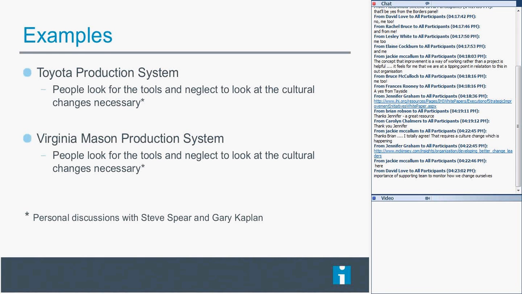And when I asked Dr. Kaplan, why is it so many people come to visit Virginia Mason, and yet very few hospitals have been able to replicate what Virginia Mason has done, they both tell me the same thing, is that when people come to study Toyota or Virginia Mason, they're looking for tools. They're looking for something to take away in their toolbox, but what they're forgetting is the cultural aspect that goes along with that. It's not just opening the toolbox and using the Toyota production system or the Virginia Mason production system. It's the things that are done by the leaders to ensure that there is a culture of improvement.